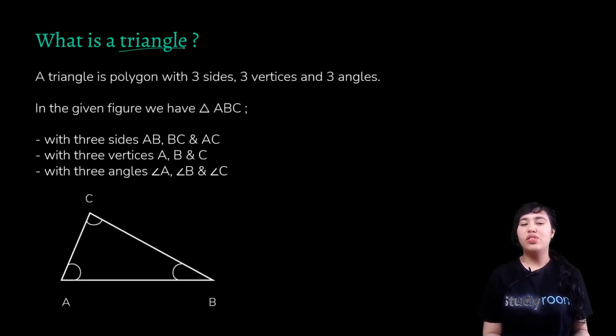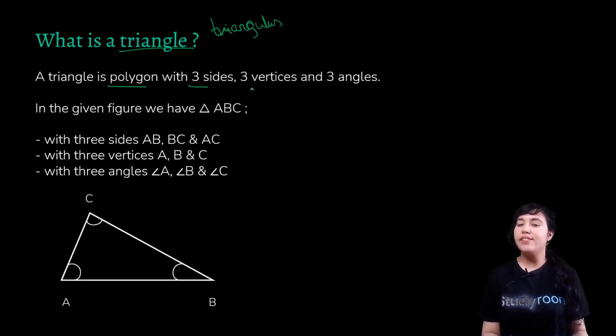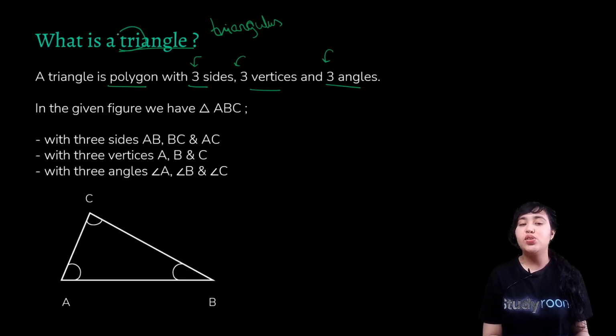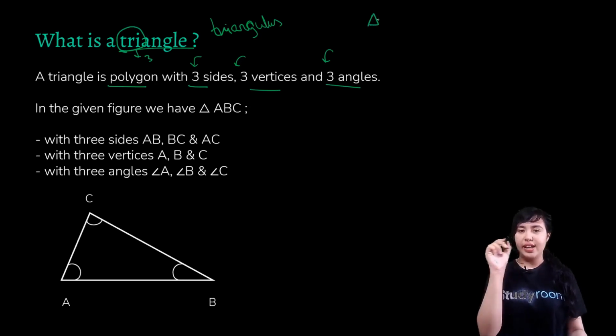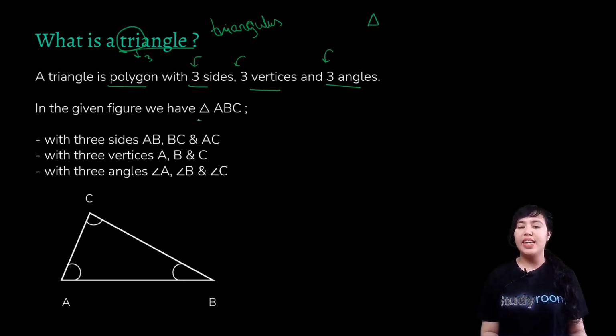So this word triangle comes from a Latin word, triangulus, which means it is actually a closed figure, a polygon with three sides, three vertices and three angles. I would lay the emphasis on three because here we have tri. So tri means three, triangle, which means three angles. So how do we denote a triangle? We make a small triangle symbol. Okay, so I say that this is triangle ABC, and here there are three sides.